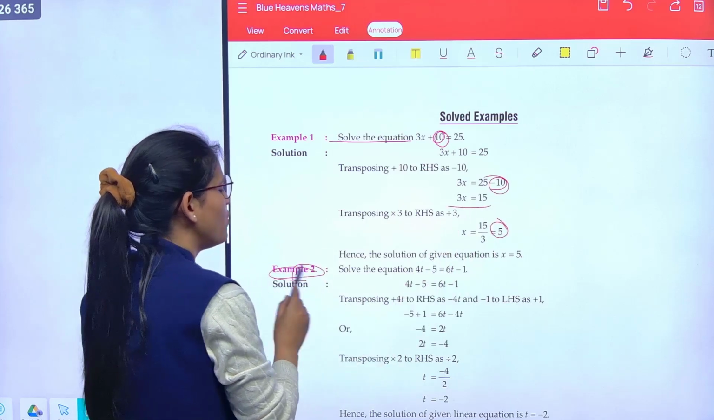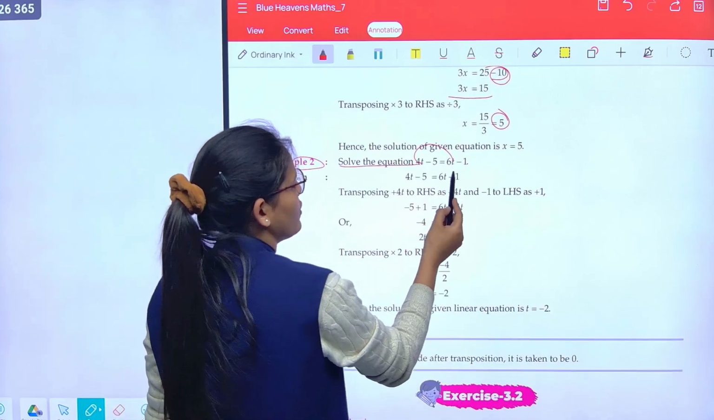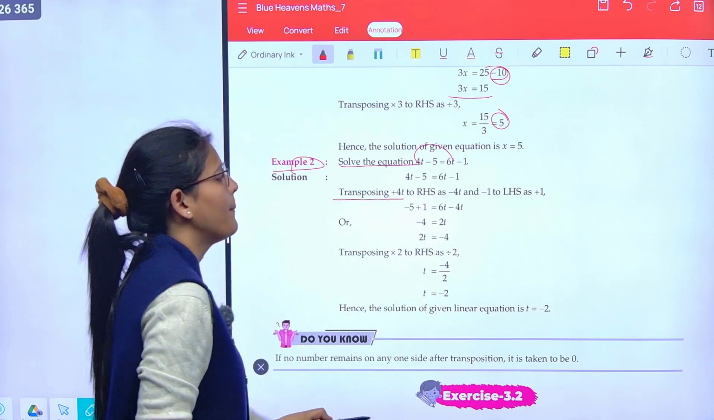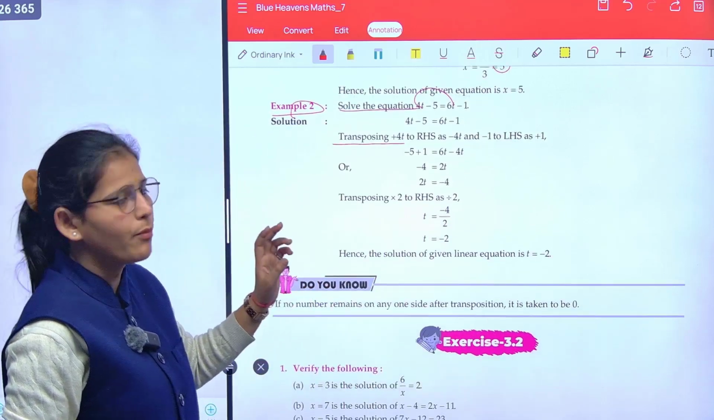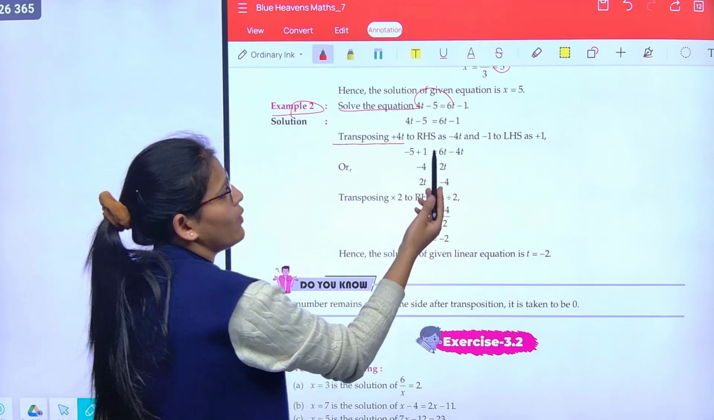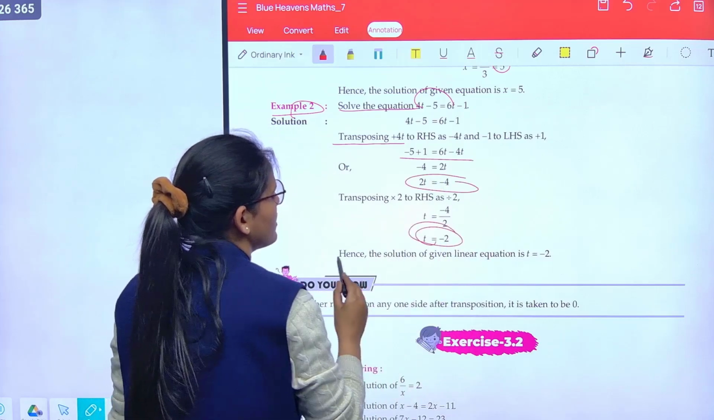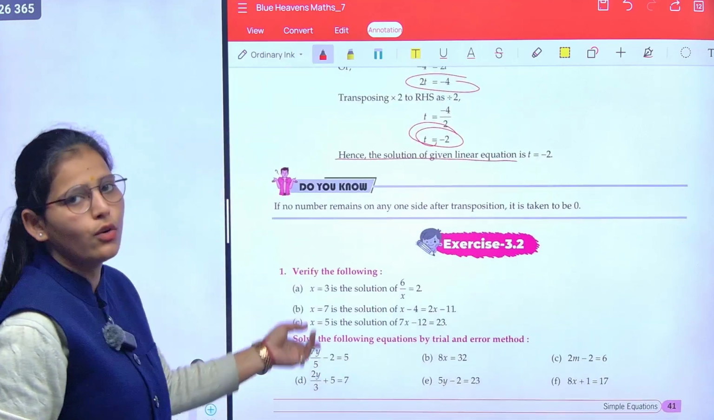Now example number 2, solve the equation. Again ये इधर चला जाएगा और ये इधर हो जाएगा. So class, transposing plus 4t to RHS as minus 4t, minus 1 to LHS as plus 1. Class, you can see here t is equal to minus 1, hence the solution of the given linear equation is t is equal to minus 2.